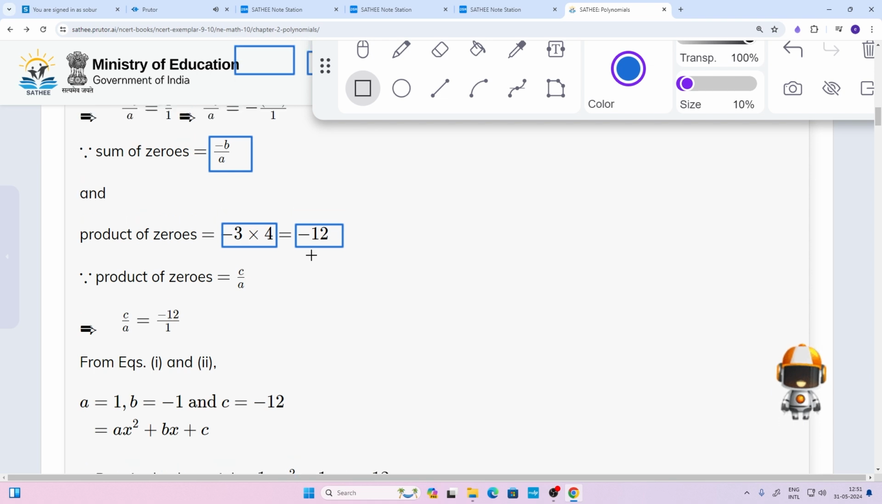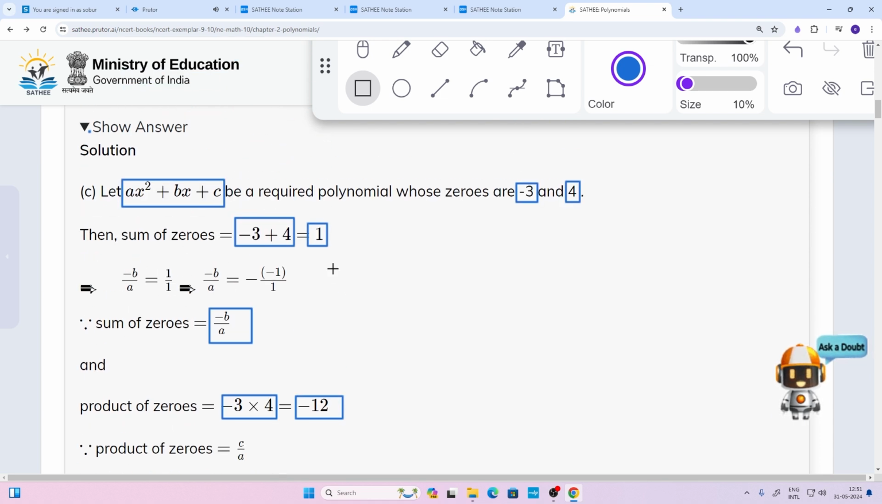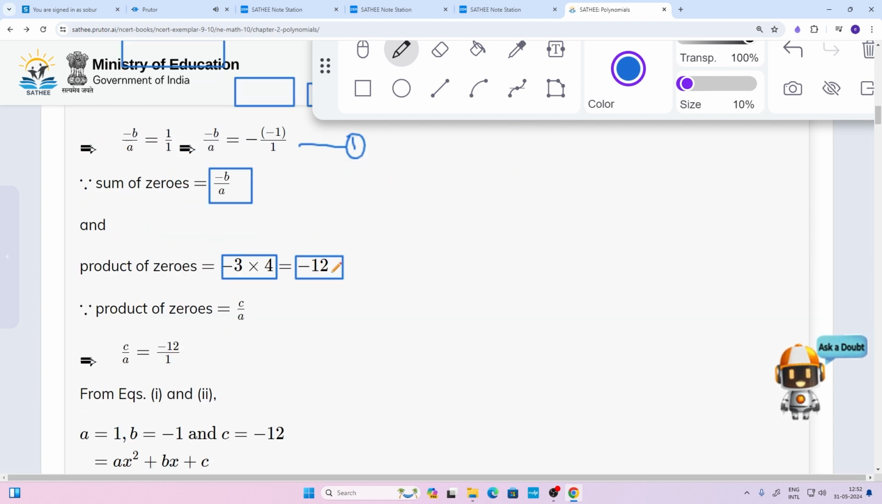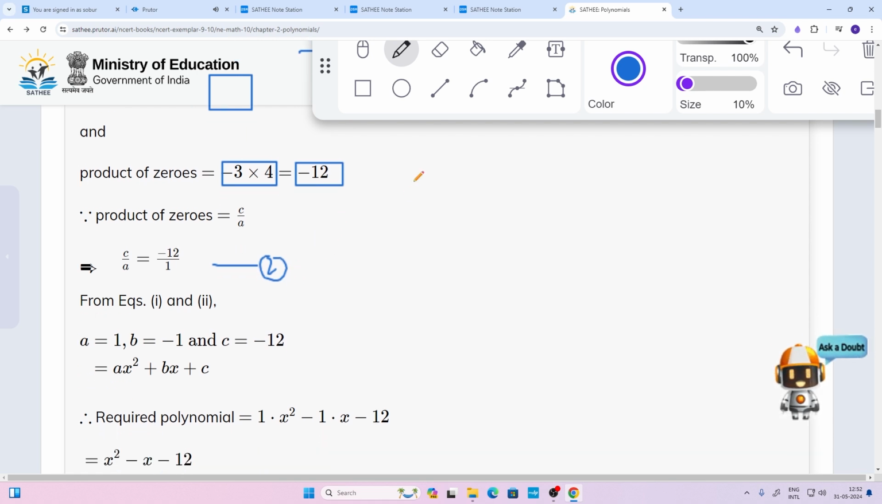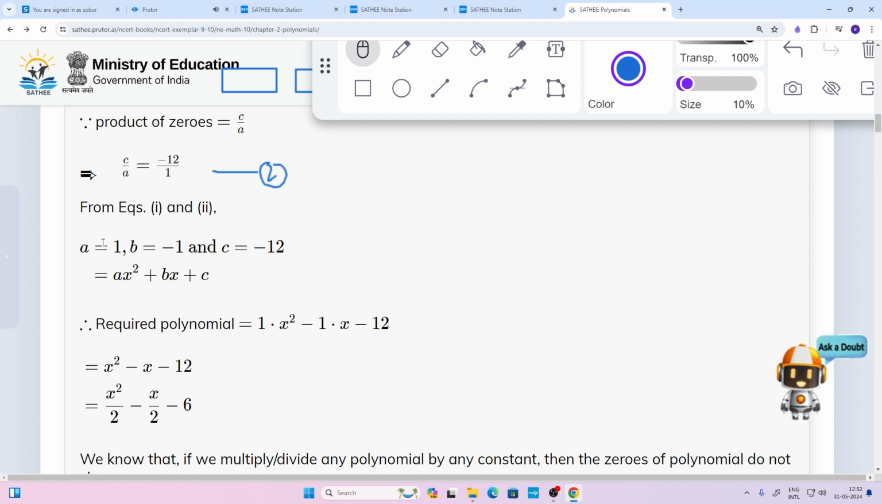Now naming this equation 1 and this equation number 2, from equations 1 and 2, if we take a equal to 1, then b is equal to minus 1, and c is equal to minus 12.